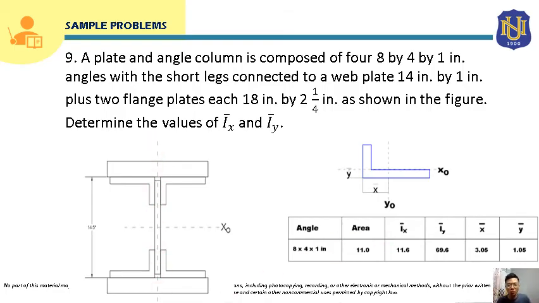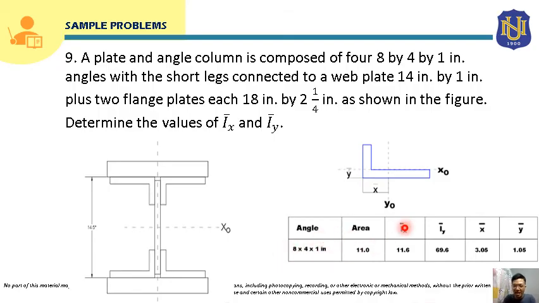Okay, so for this, now we are going to use the given table. There is a table here for the 8 by 4 by 1 inch angle. This is the table of values for the angle, for the area. So the area of each angle is 11. This is 11 inches squared since the dimensions are in inches here.